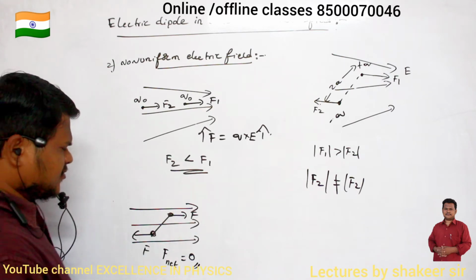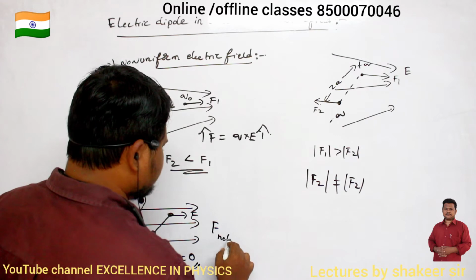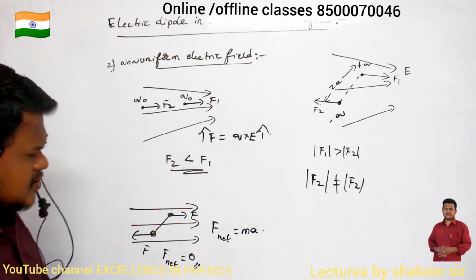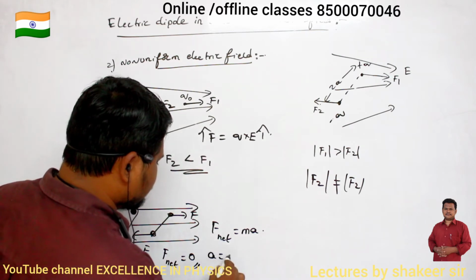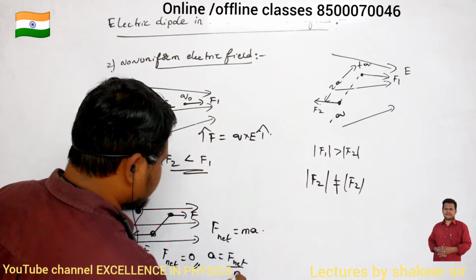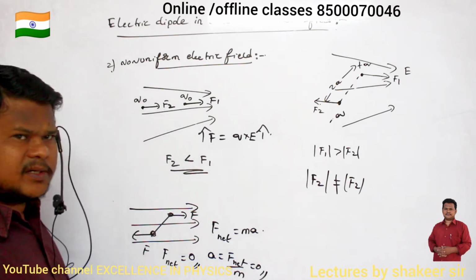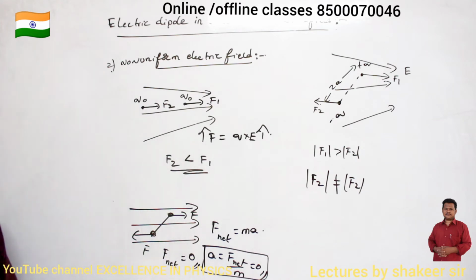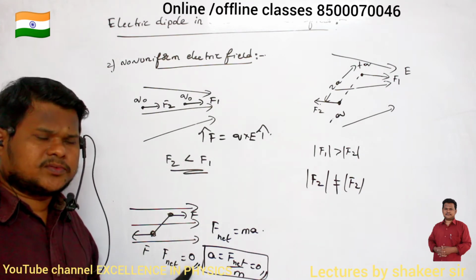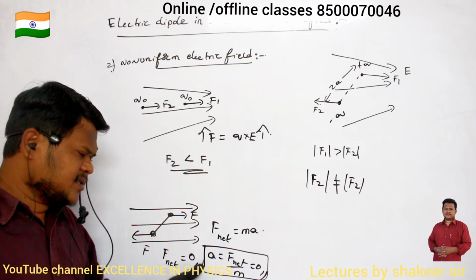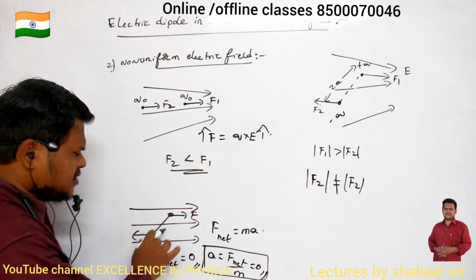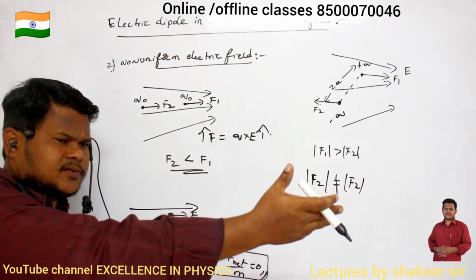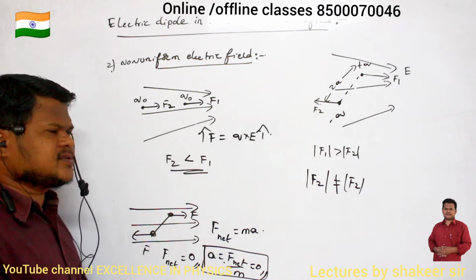Clear? If net force is 0, F net equals mass into acceleration, no? So A equals F net divided by M, which is equal to 0. So what is meant by the acceleration of the dipole being 0? It means that this dipole will not translate. This dipole will not move from one place to another because its acceleration is 0.